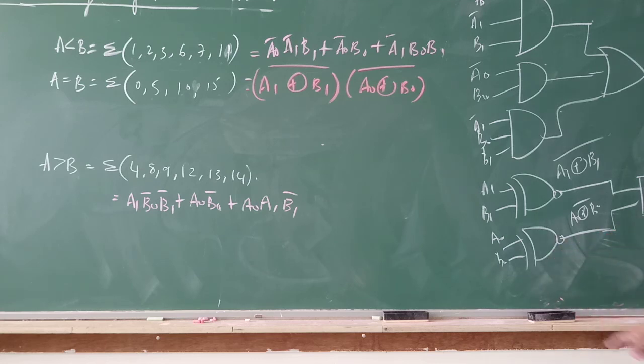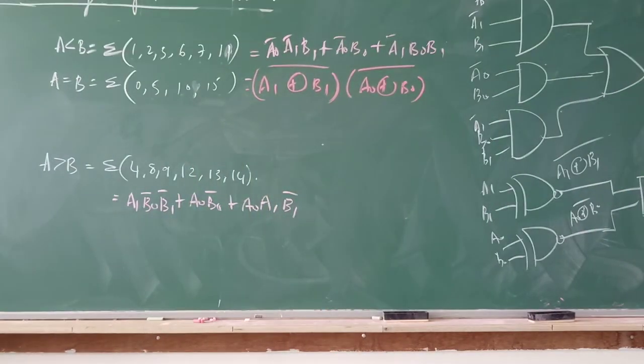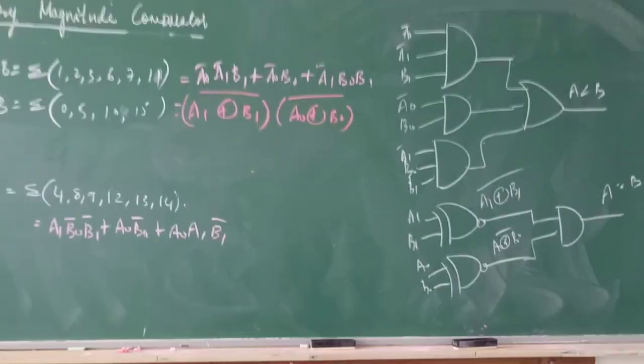A greater than B is what? A1 B1 bar to an AND gate, A0 B0 bar B1 bar to one more AND gate, A0 A1 B1 bar to another AND gate, combining all with one OR gate, that will give you the equation for A greater than B. So this is the simplification for the 2-bit binary magnitude comparator. Out of these two, one you may get in your exam. Okay. Thank you.